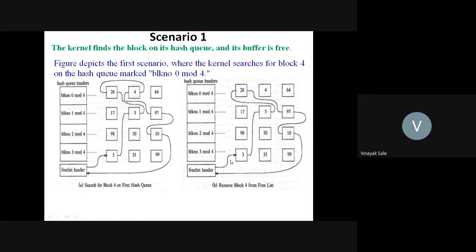See this free list. The first is 3, then 5, then 28. See, previous 3, 5, 4, then 28. So this 4 is removed from the free list and allocated to the process execution. Did you get it?